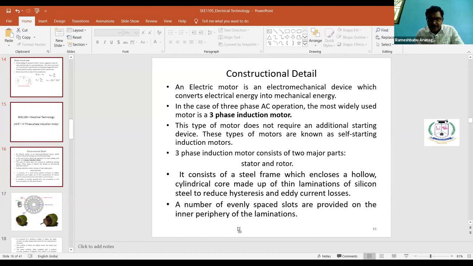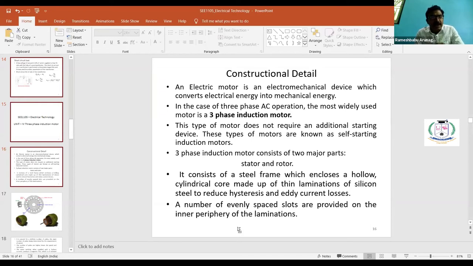So, hysteresis losses and eddy current losses. Hysteresis losses are reduced with the help of silicon steel material. Eddy current losses are reduced with the help of laminated construction. And stamping is provided in the machine itself. In the stamping, slots are provided. Inside the slots, we keep the conductor.